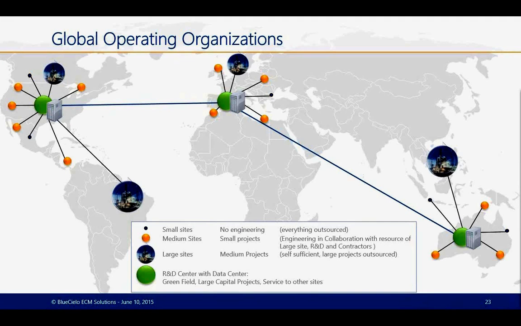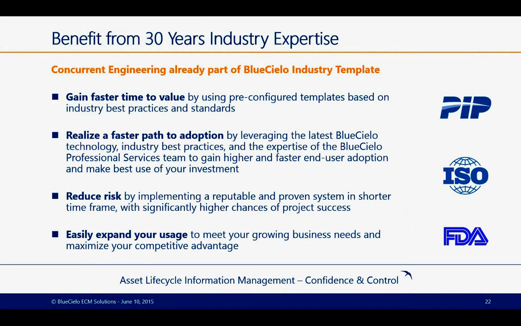Blucello Solutions allows our customers to leverage designs and engineering teams from anywhere to share the workload. These solutions can be implemented quickly using Blucello's industry template. The industry template is actually a configuration that's already configured with best practices, such as the process industry practices and applicable ISO standards. The template speeds up implementation and can also be part of your regulatory compliance, such as FDA. That's on the high end of regulation.